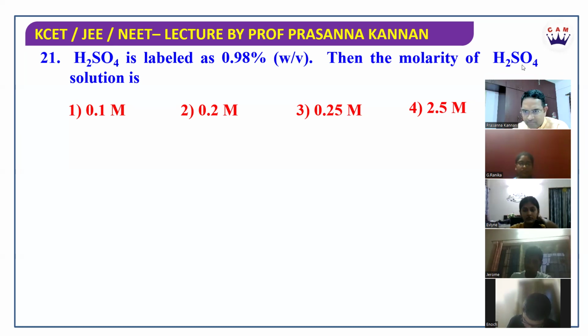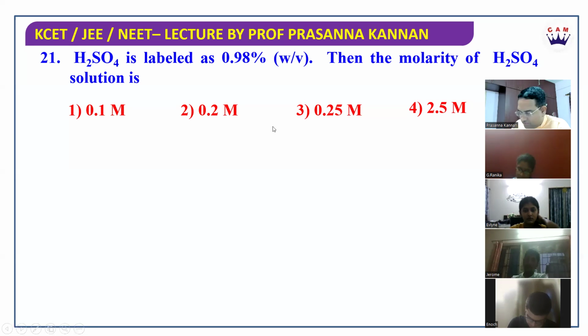So is it 0.2 molar? No. Very, very simple question, right? 0.98 gram in 100 ml. So in 1000 ml, how much will it be? 9.8 gram. 98 gram in 1 liter is 1 molar. So 9.8 will be 0.1 molar. So the answer is 0.1 molar.